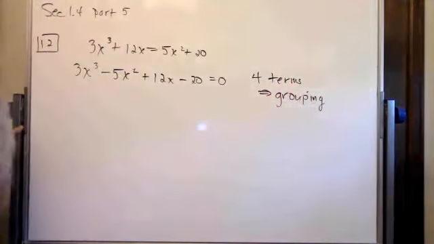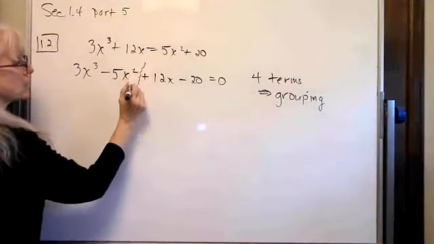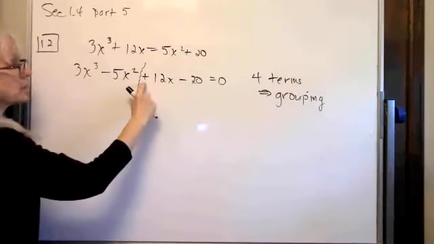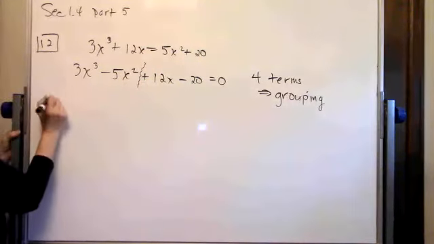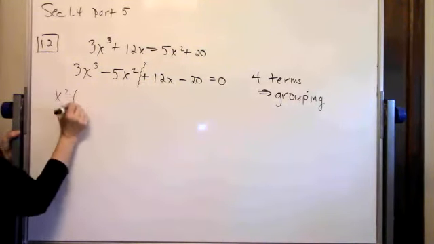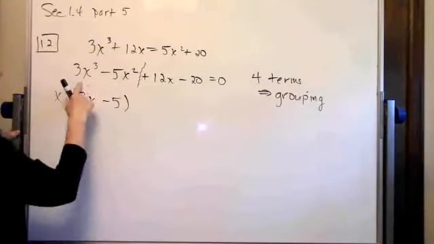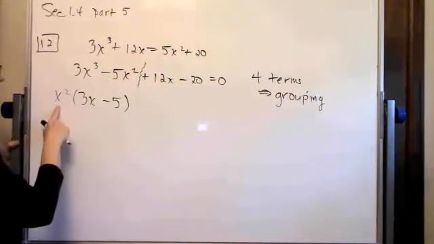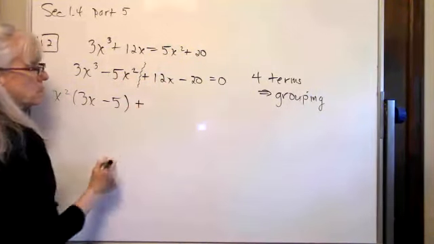So let's walk through grouping as we do this. Grouping says cut it in half. So I like to draw a little line through it that cuts it into 2 terms and 2 terms. Okay, I'm going to pull out an x squared from the first 2 terms. That'll leave me with 3x minus 5. So I take a look at the first 2 terms. I pull out anything they have in common. They have an x squared in common. I'm going to bring down my middle sign, which is a plus.